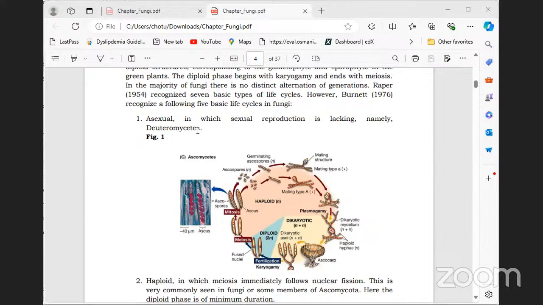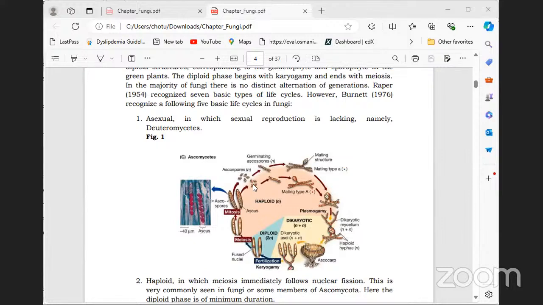Sexual reproduction is lacking. Very important in competitive exams, they ask this question. I'll give the example later. In all Deuteromycotina, sexual reproduction is lacking or absent. Which one can you observe? Only asexual reproduction.